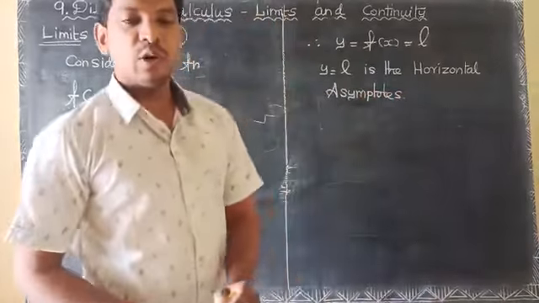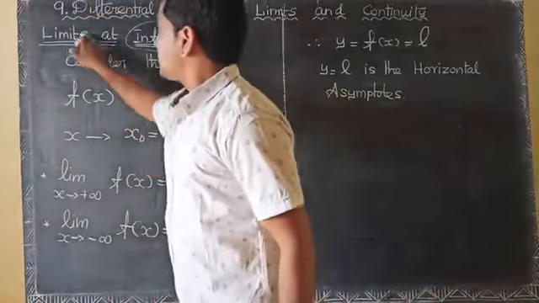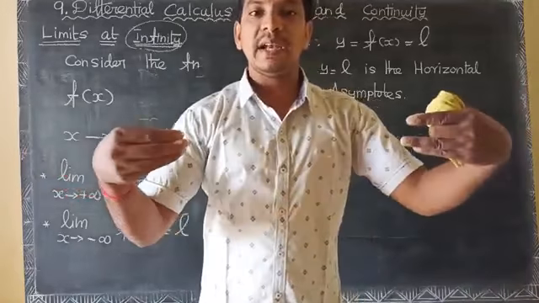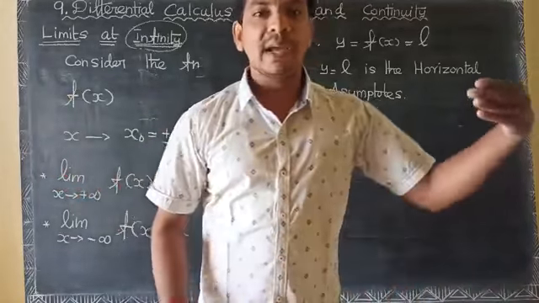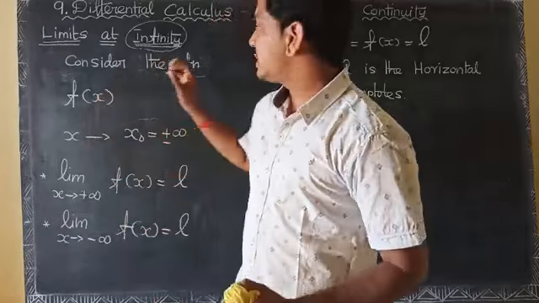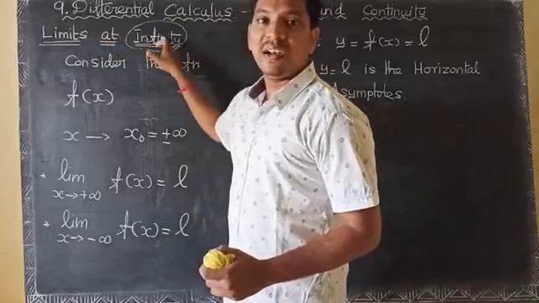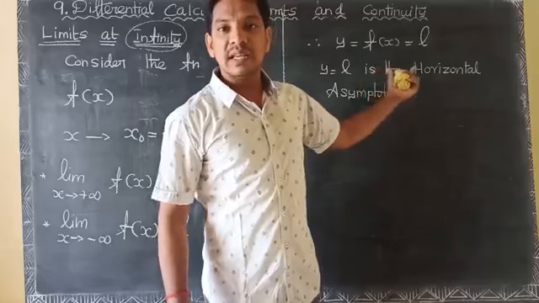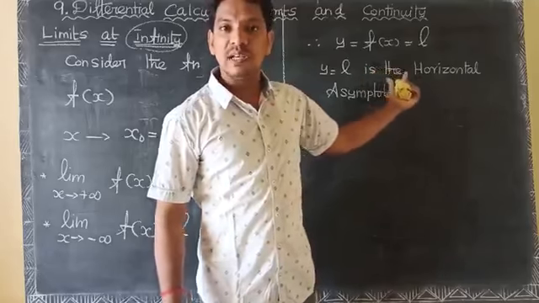Here we conclude one result. Limits at infinity means x approaches both plus infinity or minus infinity. If the function has a limit, that is the limit at infinity, the horizontal asymptote is y equal to L, or f of x equal to L.